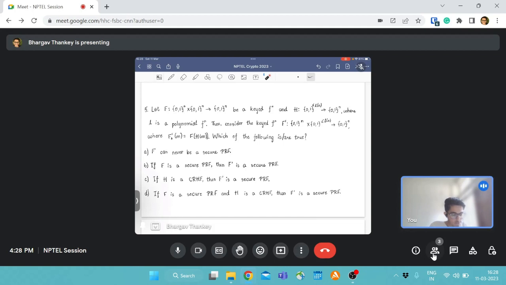Then which of the following options is true? Option A, f prime can never be a secure PRF. Option B, if f is a secure PRF, then f prime is also a secure PRF. Option C, if h is a collision resistant hash function, then f prime is a secure PRF. And option D is, if f is a secure PRF and h is a collision resistant hash function, then f prime is a secure PRF. So which of these options are correct?